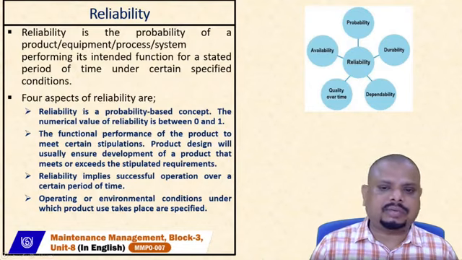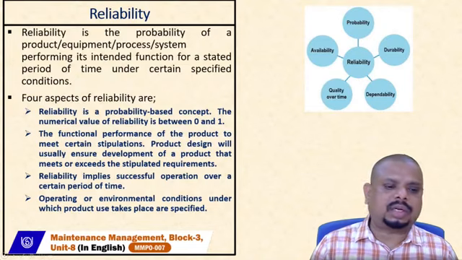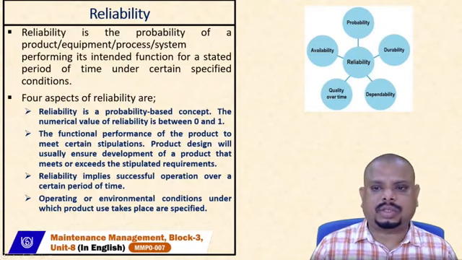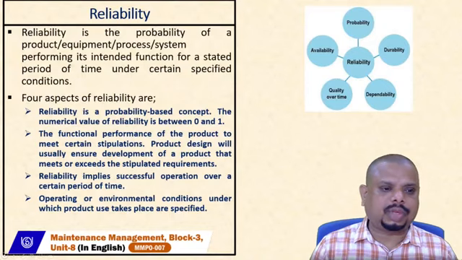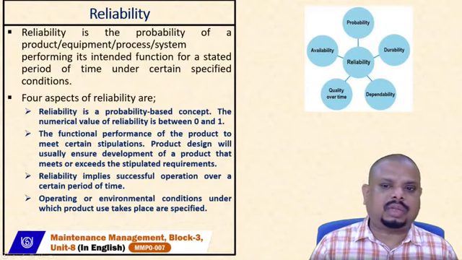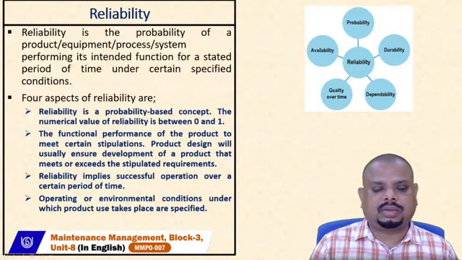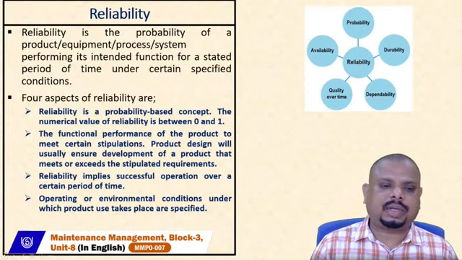Suppose you run a machine for an 8-hour shift or you run a machine for a 12-hour shift. So that certain period should be successful operation, or the ability should imply the successful operation of that particular machine or equipment. The fourth aspect we have is known as the operating or environmental condition under which the product is used, which is specified. So here the operating condition is given.